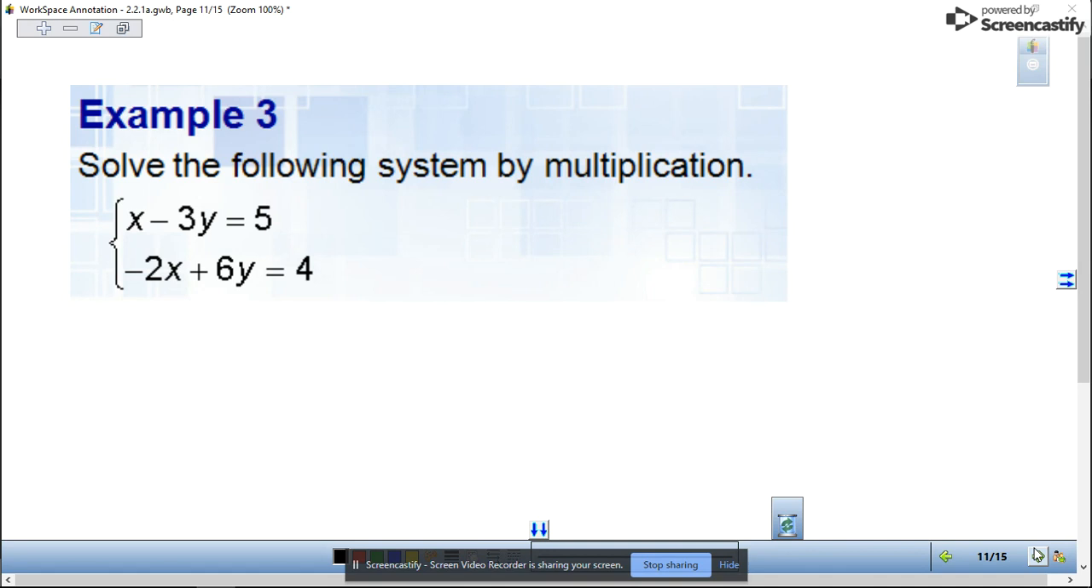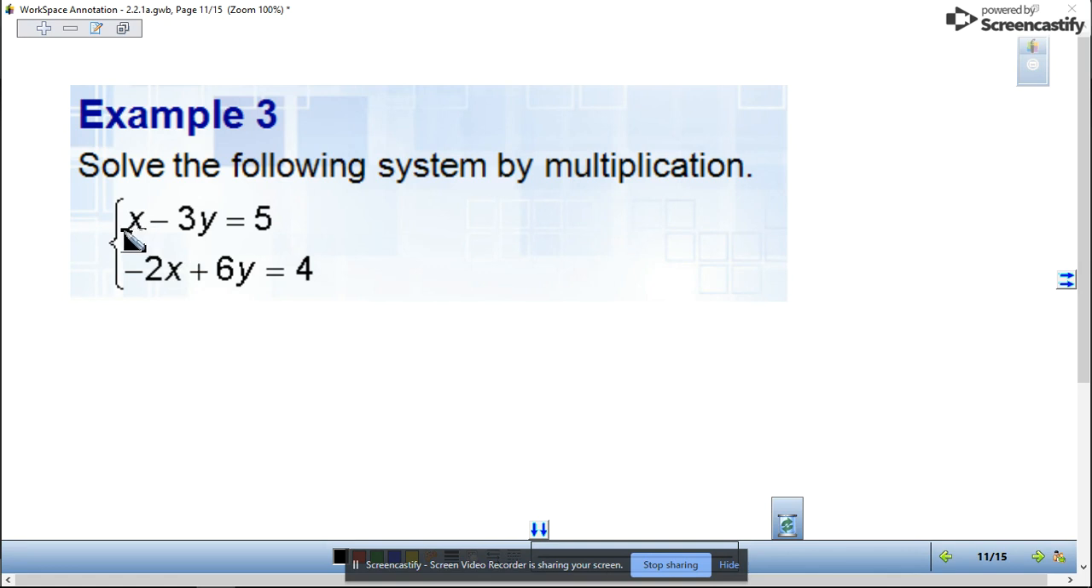So again, think back to what you want to happen. I want to have the same coefficient but have opposite signs. So since this is a negative 2, if I think about that being a negative 2, that means in front of this x up here, I really want it to be a positive 2. Or, since this is a positive 6, I really want this to be a negative 6 in front of the y. It can be either variable that you try to cancel. It's completely up to you.